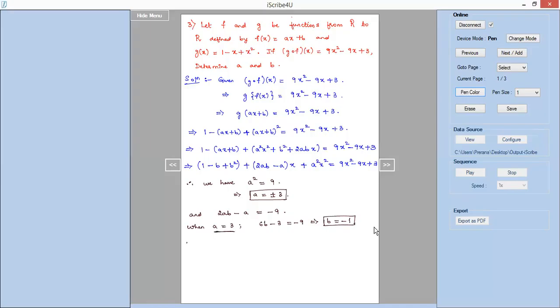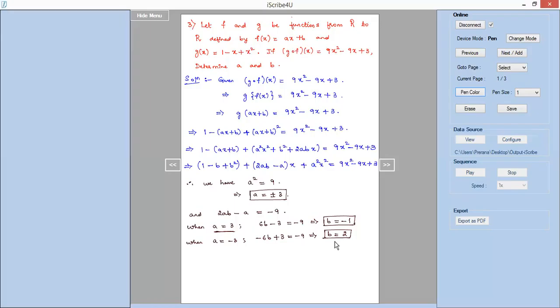Now we take the next value of a, when a equal to minus 3. When a is minus 3, we have minus 6b plus 3 is equal to minus 9. On simplifying, we get minus 6b is equal to minus 12, so b is equal to 2. Thus our required values of a and b we have obtained. When a is 3, b is minus 1, which is one set of a, b values. And when a is minus 3, b equal to 2 is another set of a, b values.